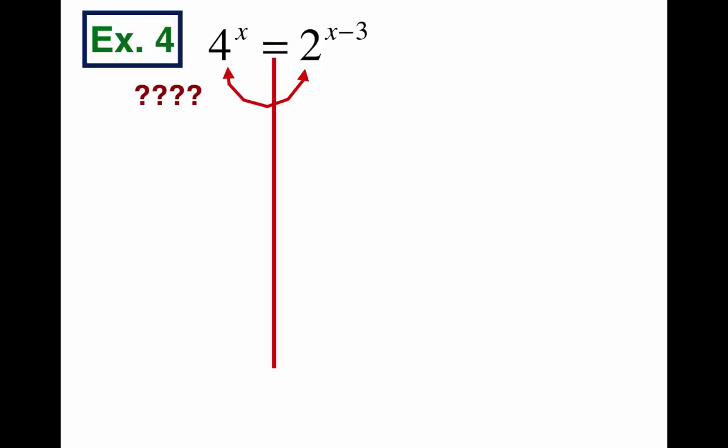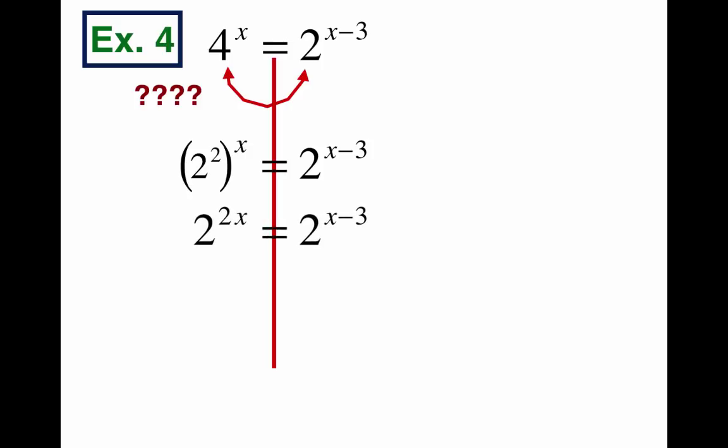So here's what I'm thinking. I'm going to change the number 4. What am I going to change it to? Well, I'm going to change it to 2 squared, because technically 2 squared is 4, and so I'd still have 4 to the x. So I'm not really changing the problem, I'm just making it look different. 2 squared to the x power is like 2 to the 2x. That's the same thing. Now I've got equal bases.